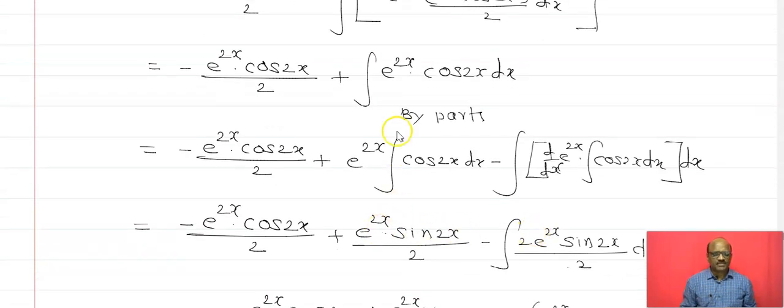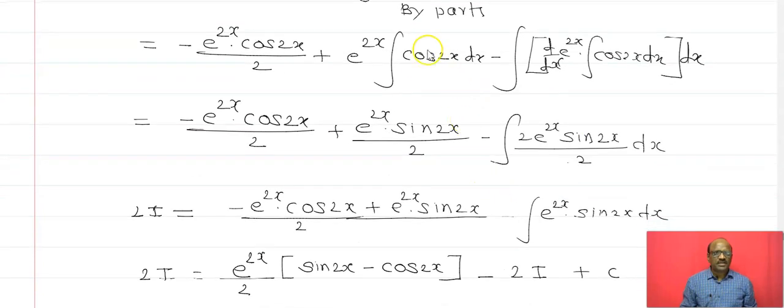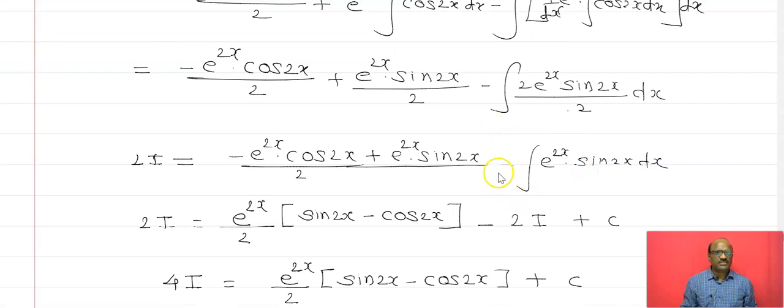Again by parts to this integral, that is e raised to 2x cos of 2x. Again, first function, integral of the second, which is cos of 2x, minus integral derivative of the first, that is derivative of e raised to 2x into integral of cos of 2x into dx. Now integral of cos of 2x is sine of 2x upon 2, minus derivative of e raised to 2x is 2 e raised to 2x into integral of cos of 2x, which is sine of 2x upon 2 into dx. Now these two will get cancelled, and if you see here, that is a minus integral e raised to 2x sine of 2x dx.